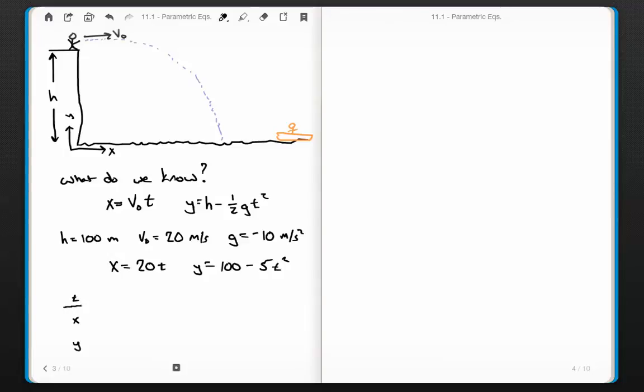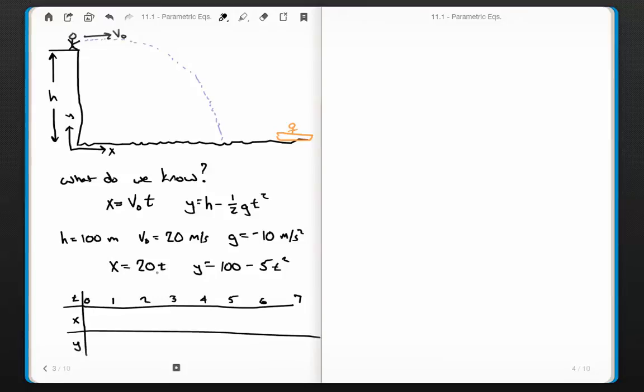Normally we make our table of values the other way, but because I'm running out of room, we're going to do it this way. And let's say the time is going to go 0, 1, 2, 3, 4, 5, 6, 7 seconds. We'll see what happens 7 seconds later.